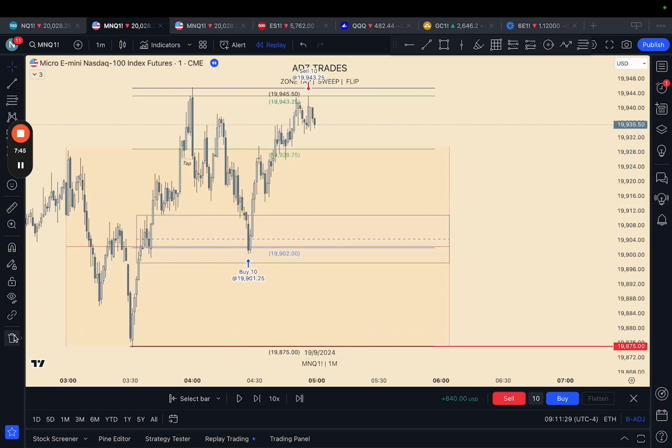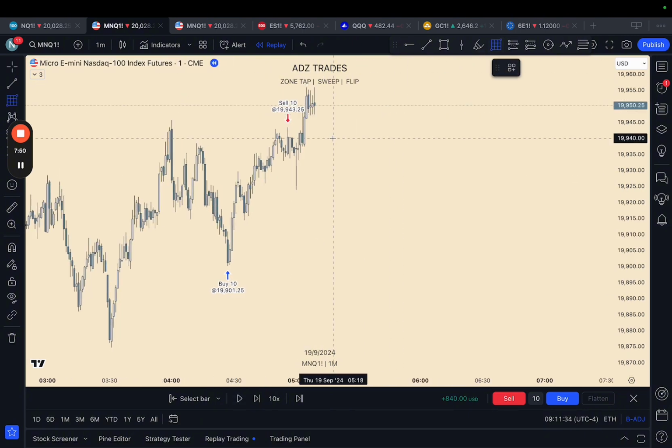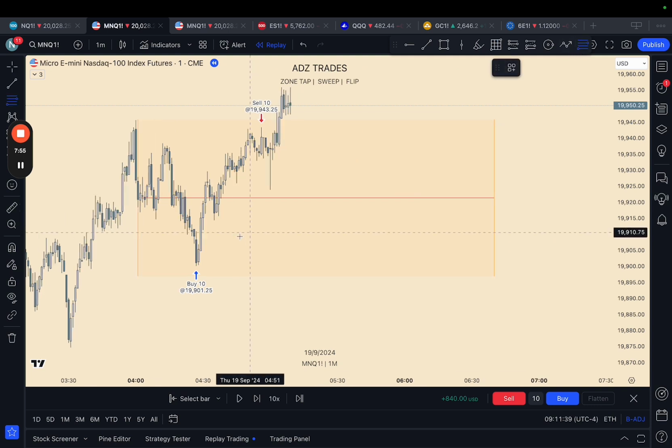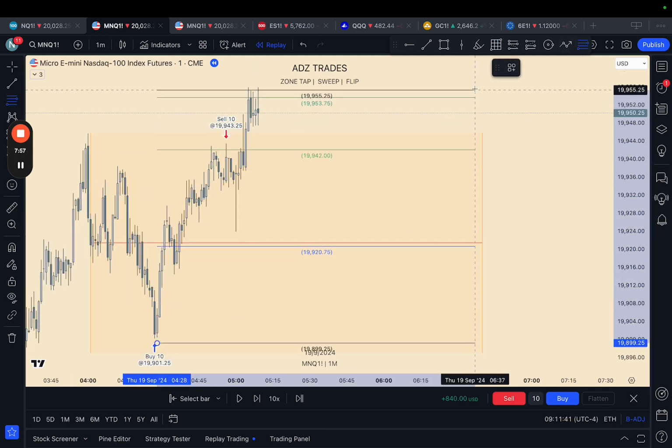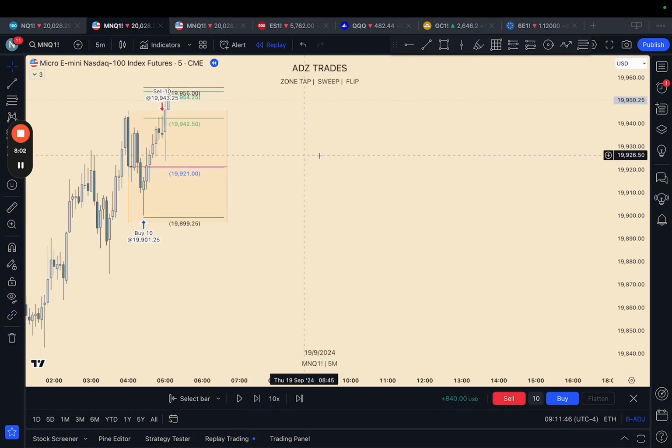Nice, hit TP. So I'll wait for new zone to be created. We have new structure here. Again, it's just rinse and repeat, right? Nice little fib there. How does this look on M5?